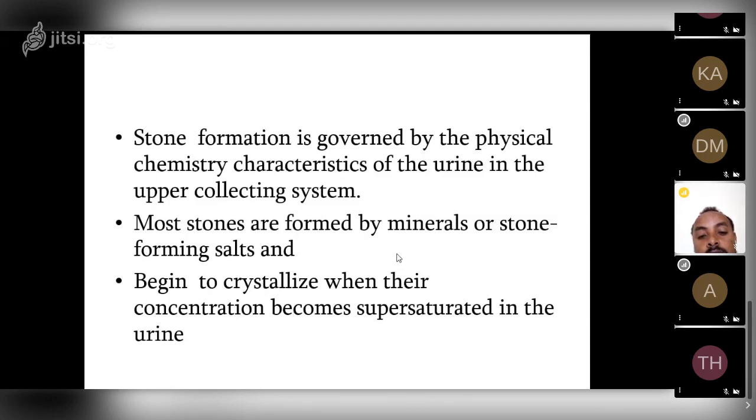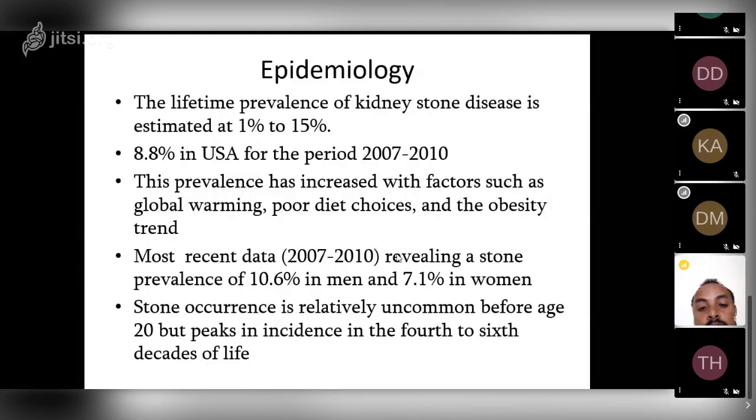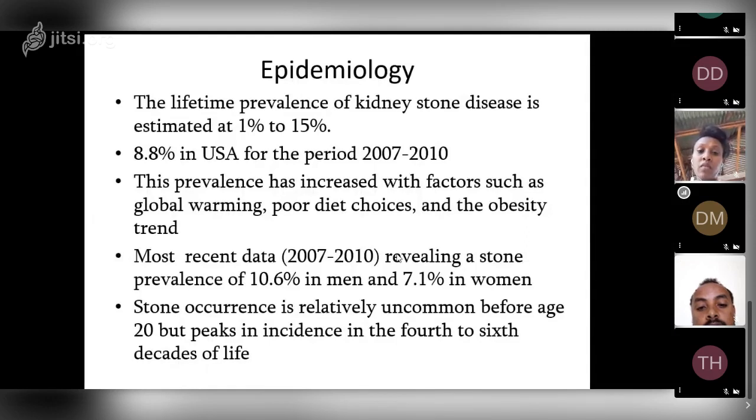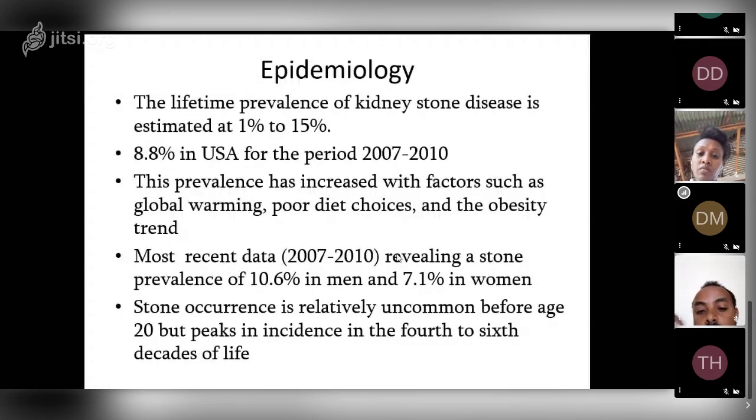When you look at the epidemiology, the lifetime prevalence of kidney stones is estimated to be 1% up to 15%, and in the USA 8% from data taken from 2007 up to 2010. This prevalence has increased with factors such as global warming, poor diet, stress, and obesity. Most recent data reveal a stone prevalence of 10.6% in men and 7.1% in women. Stone occurrence is relatively uncommon before age 20 and peaks in incidence in the 4th to 6th decades of life.